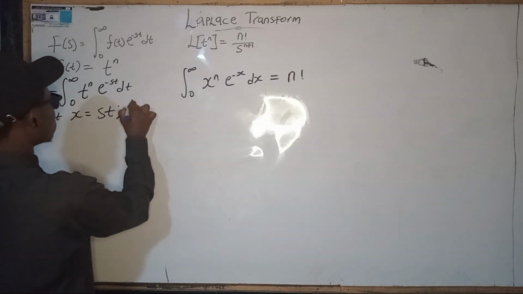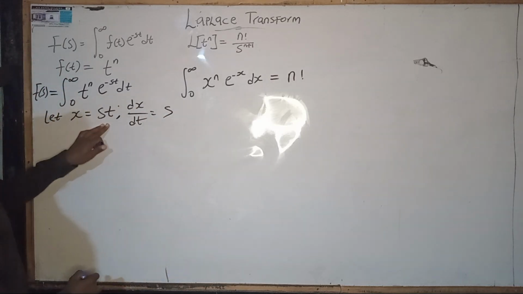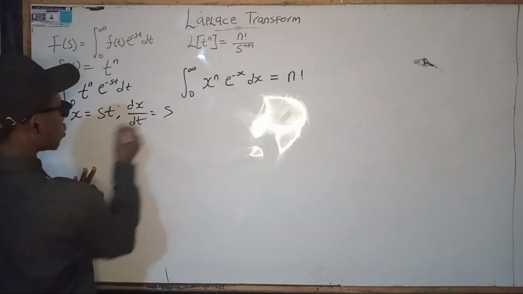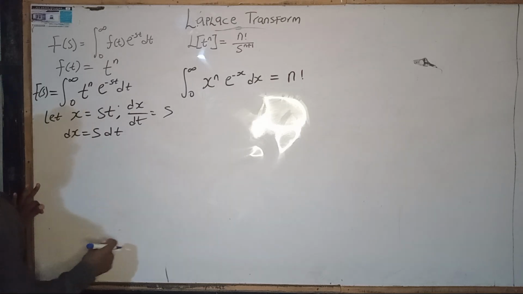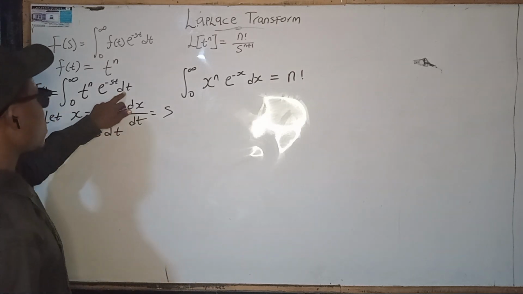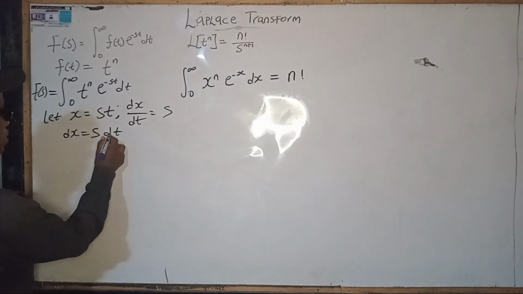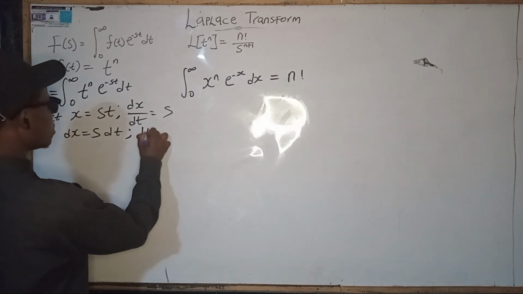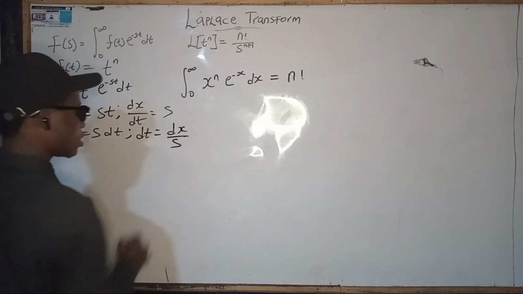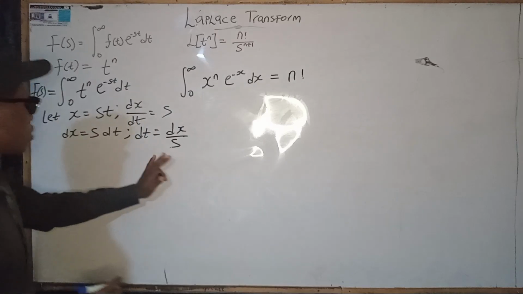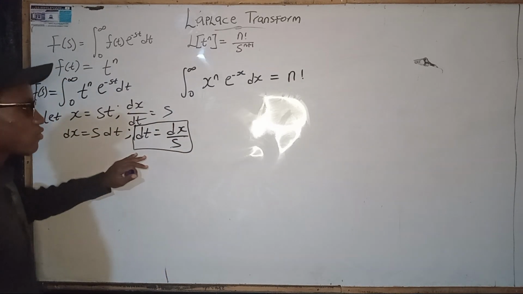We have dx over dt is equal to s, since we differentiate st with respect to t and it gives us s. We cross multiply, and we have dx is equal to s dt. Now, the main point is we want to make t the subject of the formula in order to change it to x. So when we make t the subject of the formula, we have t is equal to x over s. Do you guys understand me? So now we know that dt is equal to dx over s. Let's take note of this as we move on.